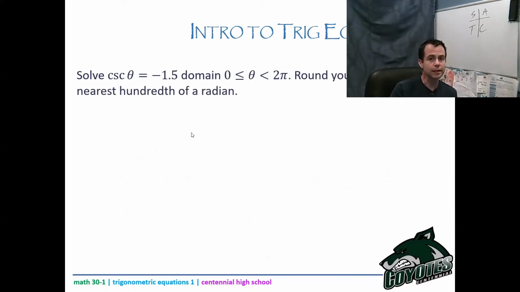Now don't let the cosecant bother you. Remember that the cosecant is just the reciprocal or the flipped version of sine. So instead of writing it as cosecant, because I can't really do much with cosecant, write it as sine instead.